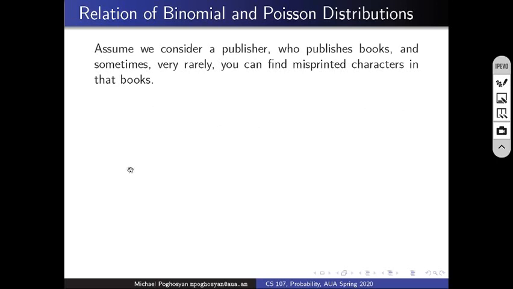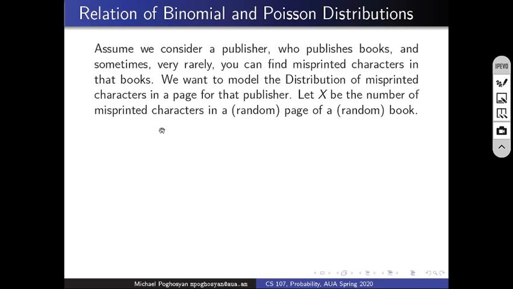Now, consider the following example. Assume we are considering a publisher who publishes books, and sometimes, of course, but very rarely, hopefully, we can find misprinted characters in those books. So we want to model the distribution of misprinted characters on a page for that publisher. So let x be the number of misprinted characters on a random page of a random book of that publisher. So x is a random variable. It is a number of something, misprinted characters.